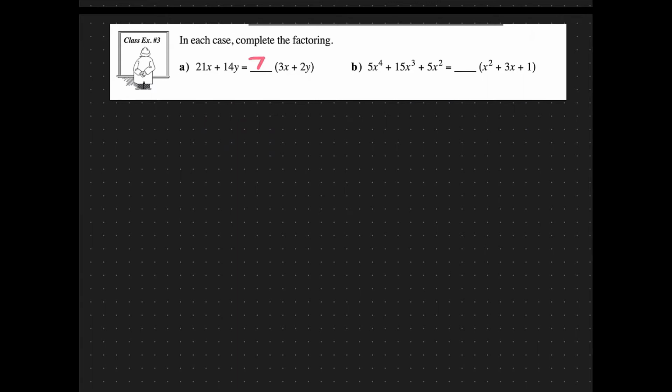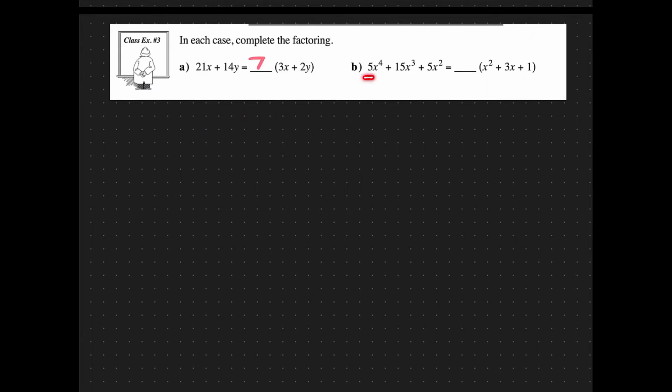Now I want to take a look at the variables as well. I had 1x and 1x, so the x is still inside there, so we didn't pull an x out. I started with 1y, ended with 1y, so again, I did not pull one of the y's out, which means the only thing that I factored out of that initial binomial was the number 7. So let's take a look at the second example, B.